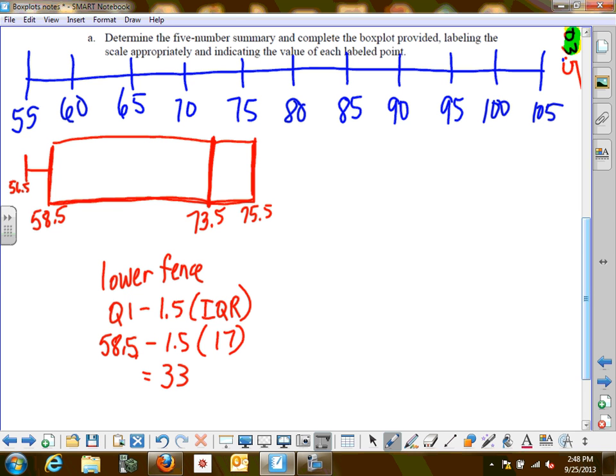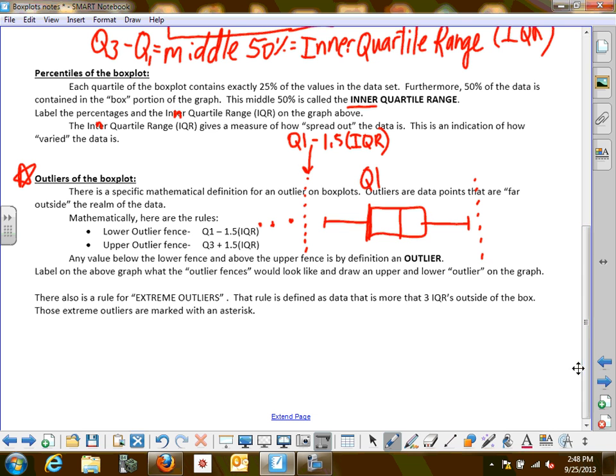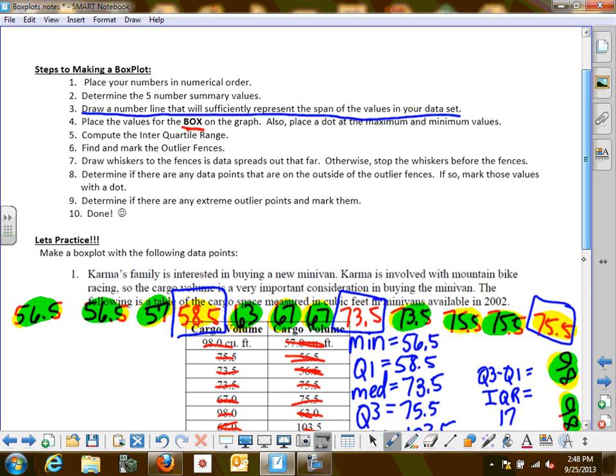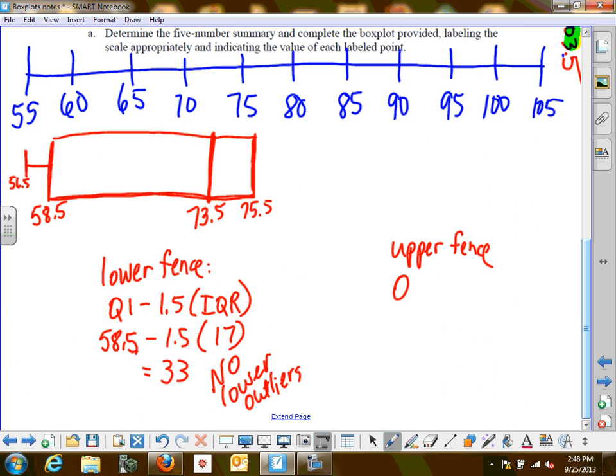Okay. Now we want to see if there is an upper outlier. So we need to find the upper outlier fence. So by the way, there were no lower outliers. Okay, so here we go with the upper fence. The upper fence is going to go from Q3. So that's going to be Q3 plus 1.5 IQRs. And that will give you this fence. Here we go. Upper fence is Q3 plus 1.5 IQRs.